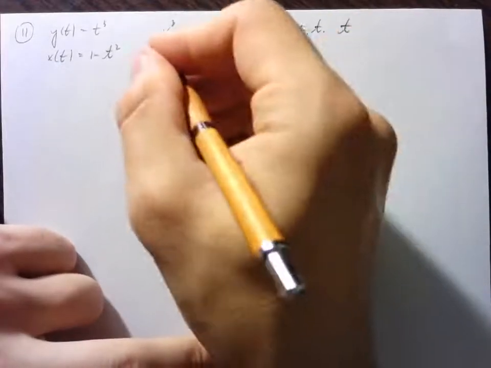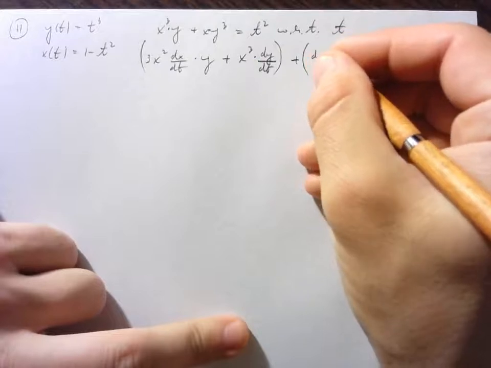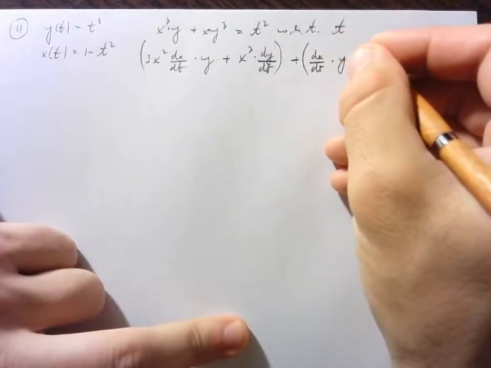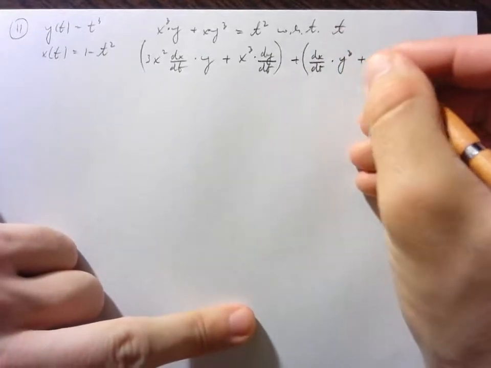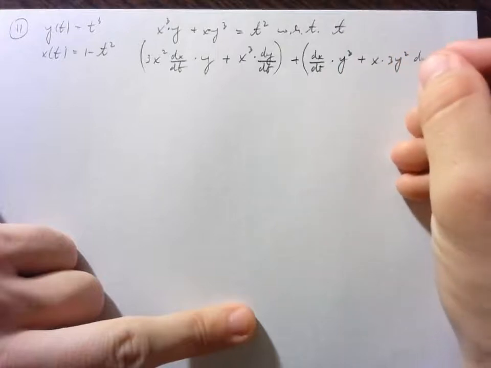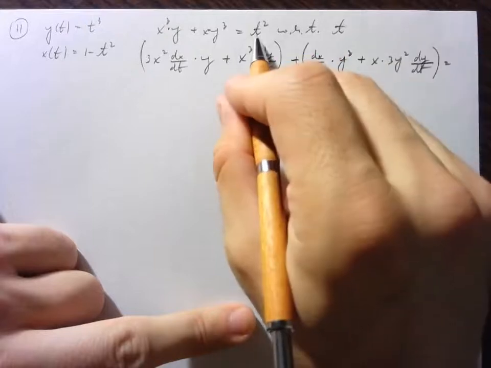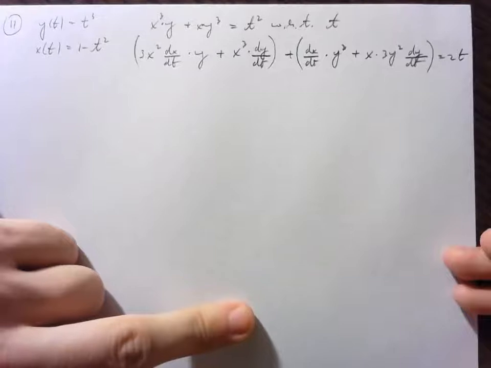So that's the first part. Now here I'm going to get, of course, dx/dt times y cubed plus x times 3y squared dy/dt, and on the right hand side I'm just going to get 2t. So that's the derivative part.